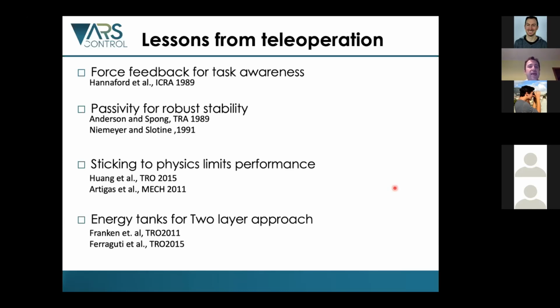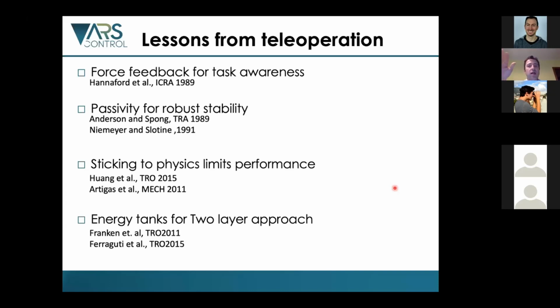Second, in the late 80s and early 90s, it became clear, I'm thinking about Anderson, Spong, Niemeyer, but also the work of Hogan about impedance control, that if we want to have a sound and safe interaction, we need to guarantee a sort of robust stability. So we need to guarantee that our system is stable, both in free motion, without interacting with anything, and while interacting with the human or with the environment. Passivity has been shown to be, at the moment, one of the best tools for ensuring this kind of robust stability. Then, more recently, we have seen that sticking to physics limits performance.